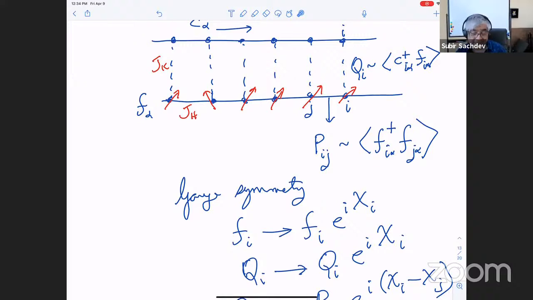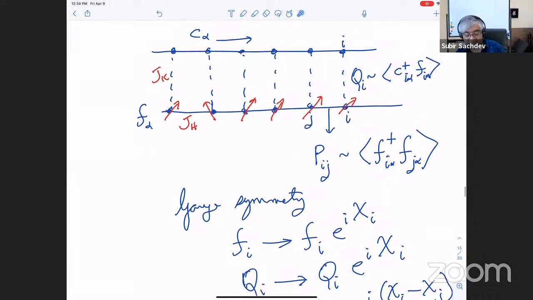And there's no such state in 1D. This is only possible in 2 and higher dimensions, strictly speaking. Okay.